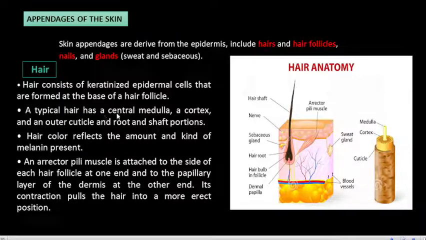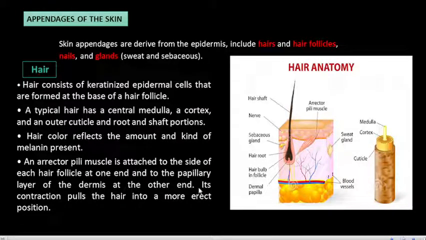Now, a typical hair has a central medulla. This one. Meron din siyang cortex that is surrounding the medulla. And an outer cuticle and root and shaft portion. So, ito ang cuticle natin, the outer layer. This is the hair shaft and this is the hair root. Okay? An arrector pili muscle, ito siya, arrector pili muscle, is attached to the side of each hair follicle at one end and to the papillary layer of the dermis at the other end.